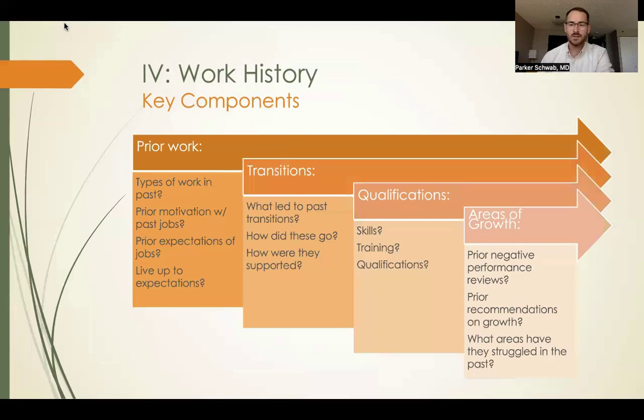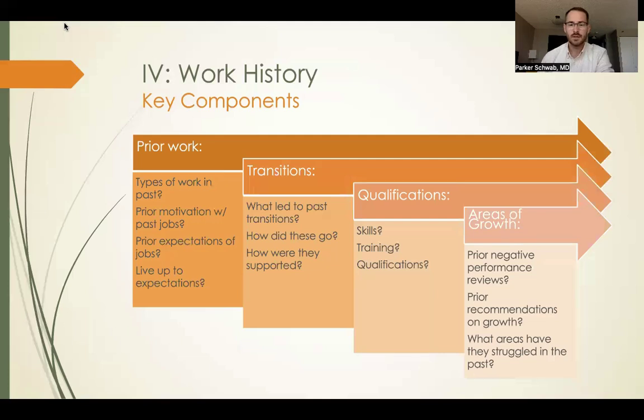You then want to delve into their prior work experiences. So what types of work have they done in the past? What was their motivation for pursuing those jobs? What were their expectations of that job, including expectations that were put on them? And then also, did they live up to those expectations, and how do they relate to that? And how does it affect them now psychologically? And how has it affected their sense of self-efficacy and preservation?